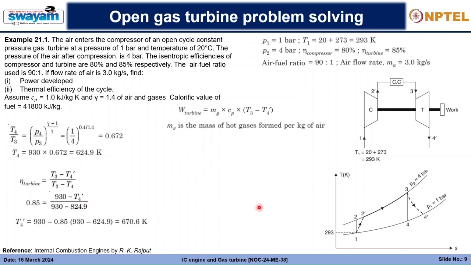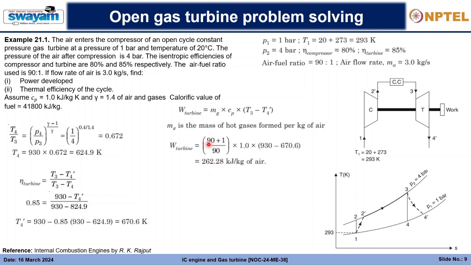Next, since we have all the values, we will just simply have to calculate the work done of the turbine, that is mg into cp into (T3 minus T4 dash). The mg is the mass of the hot gases formed per kg of air. So accordingly if 1 kg of air is utilized, then we have 1 by 90 kg of fuel. So that's how we will have to think about it.